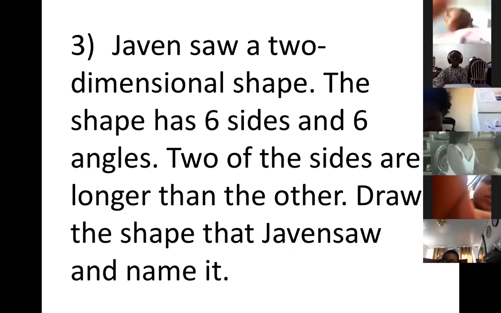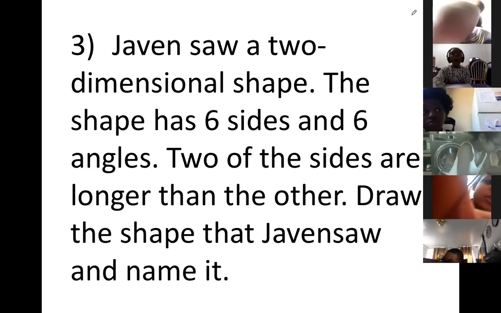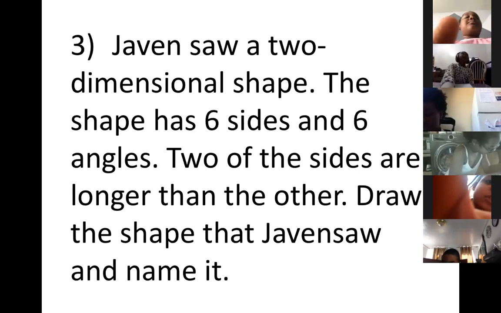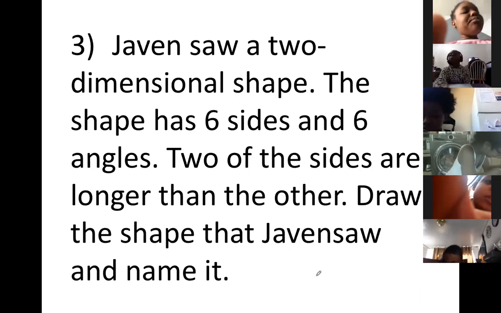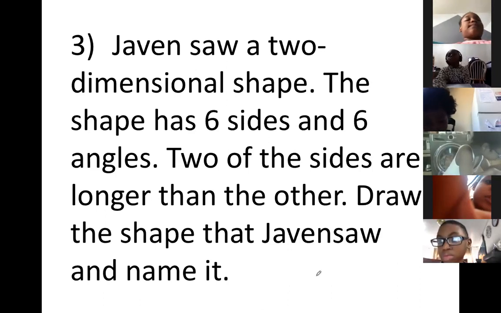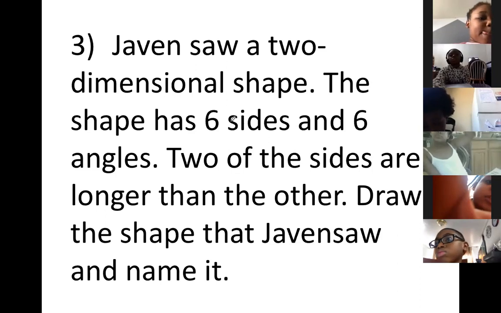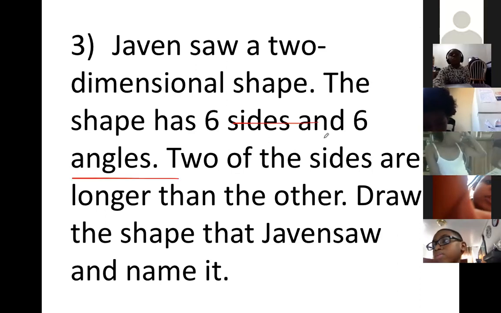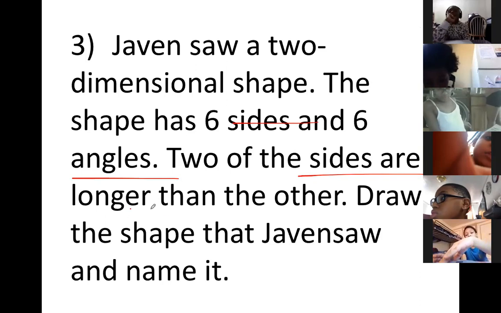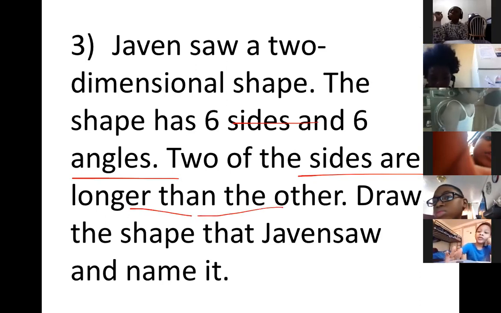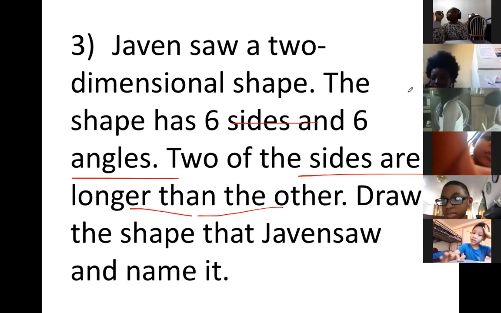All right. So he saw a 2-dimensional shape. A 2D shape means it lies flat. Remember, 3D shapes pop out. 2D shapes lie flat. So he saw a 2D shape, and it had 6 sides and 6 angles. 2 of the sides are longer than the other 2. Draw the shape. So Stan, what's the name of the shape that has 6 sides and 6 angles? A hexagon. Great job, a hexagon.